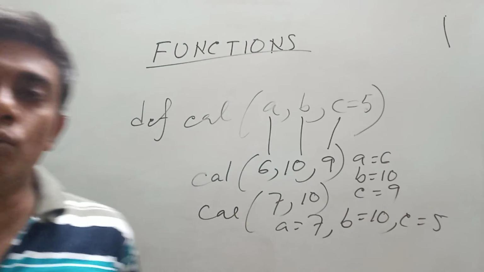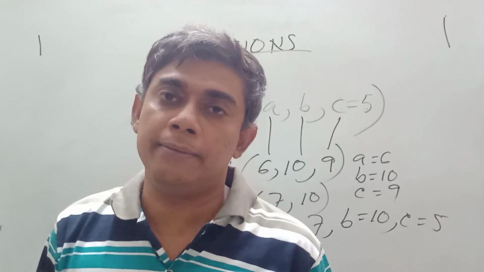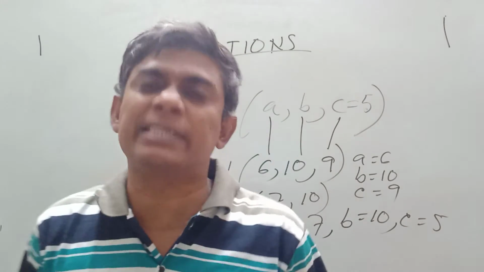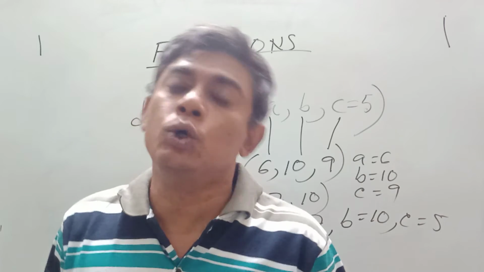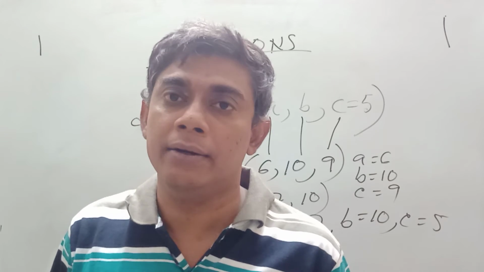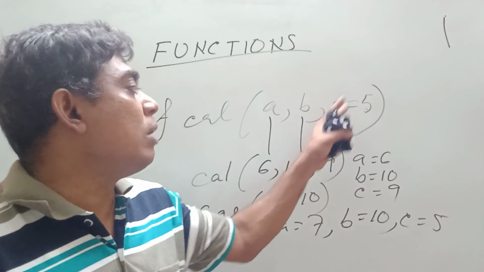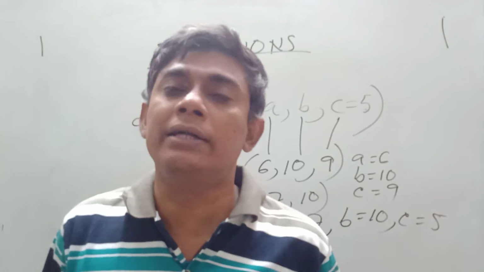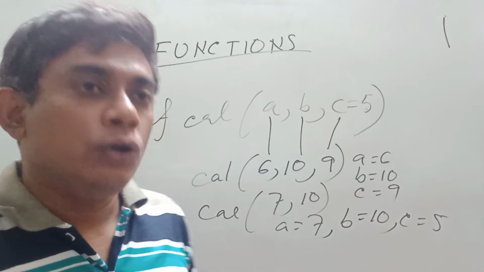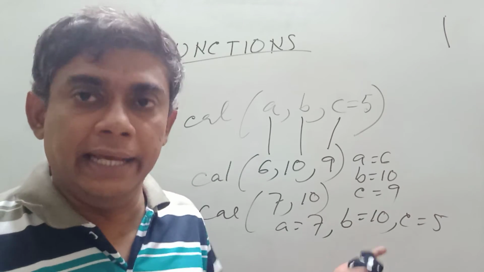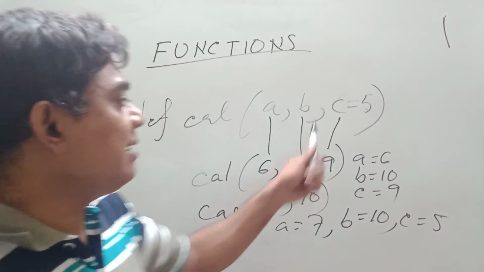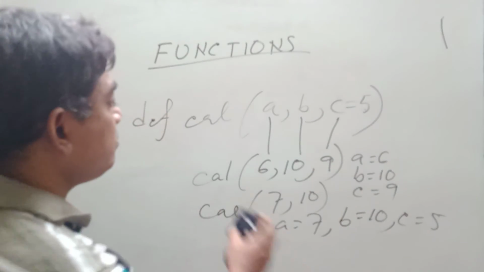So this is known as default argument. Okay? So default argument means if you want to set a default value to any argument, then it is known as default argument. Suppose here the default value of C is 5. This is a default argument. So at the time of calling, if you do not pass any value for C, by default the value of C is 5. So this is known as default argument.